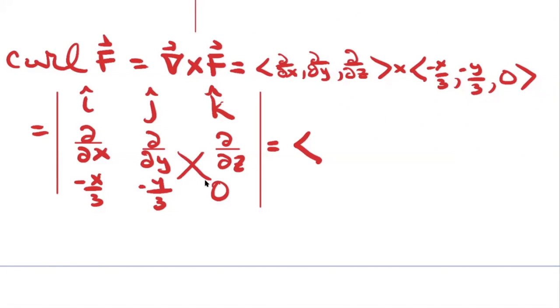So the partial of 0 with respect to y is 0. The partial of negative y over 3 with respect to z is also 0. So these partials are both 0. Okay. The j component will take the negative of this. Partial of 0 with respect to x is 0. Partial of negative x over 3 with respect to z is 0. So again, it's 0 minus 0. You change the sign, still 0.